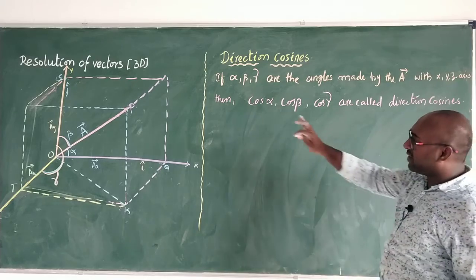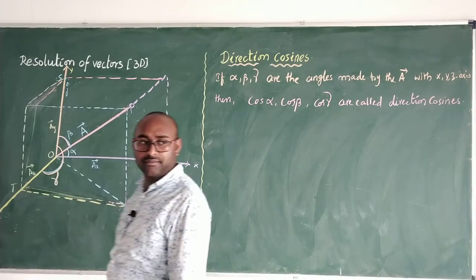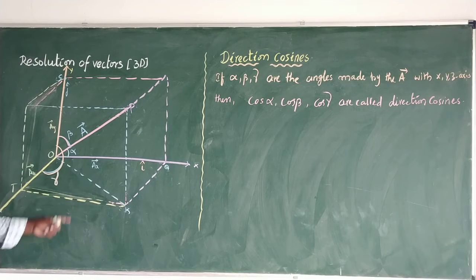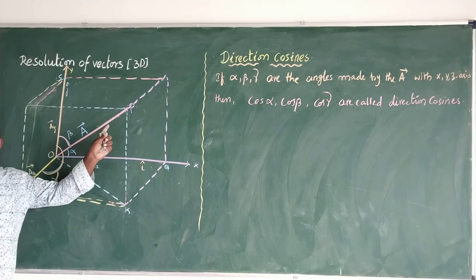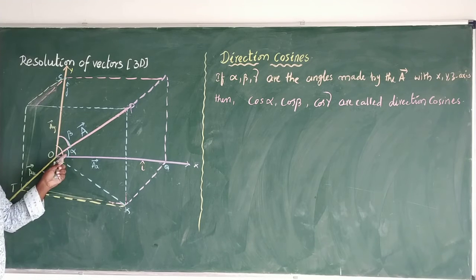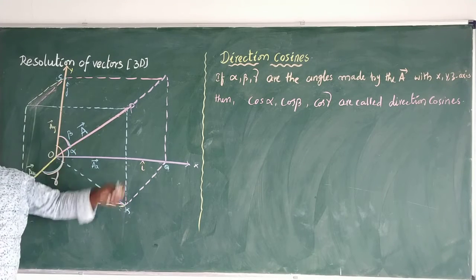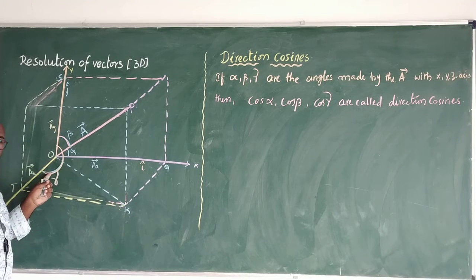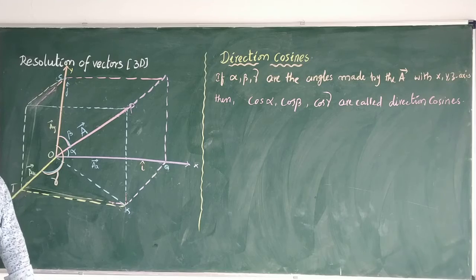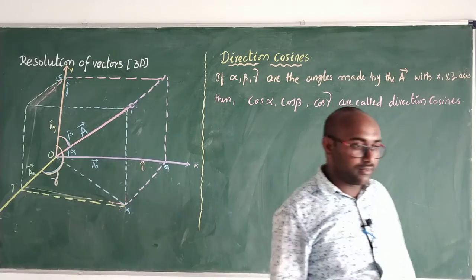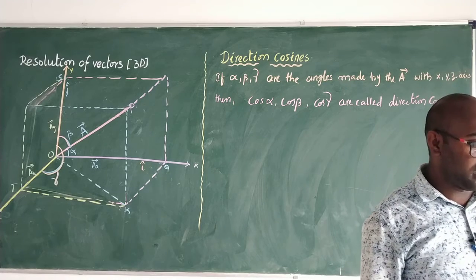Why? What is the importance of these direction cosines? If you want to know exactly which direction the given vector is in, like what angle it is making with the x-axis, what angle with the y-axis, what angle with the z-axis, then you can exactly specify the direction in which the vector is going. Understood?